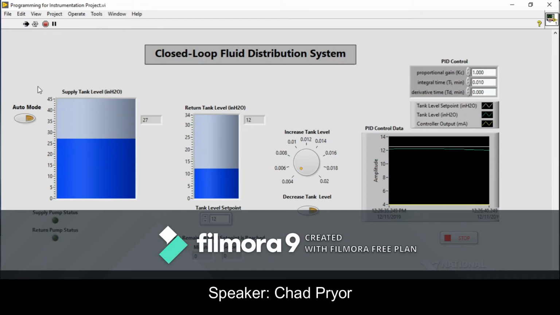In manual mode, the user can increase the tank level by sending a current signal to a VFD that determines the frequency being delivered to the supply pump. The user can also decrease tank level by selecting the decrease tank level switch, applying power to the return pump.